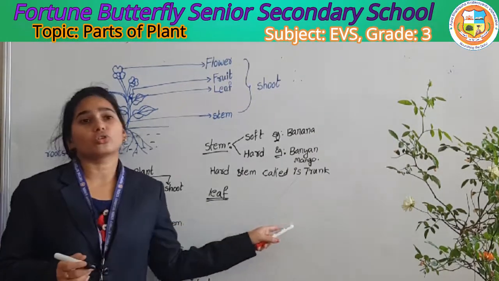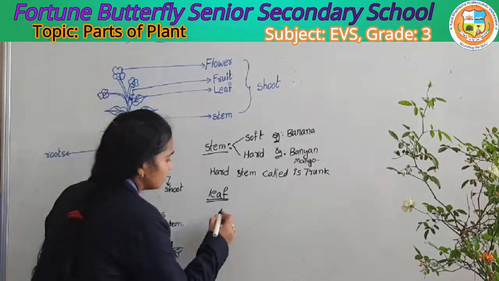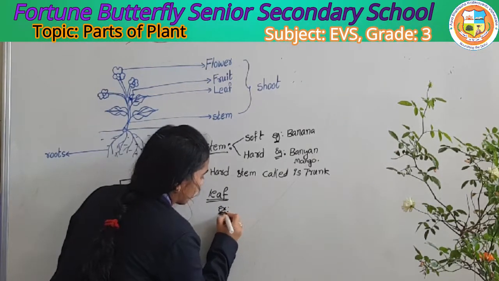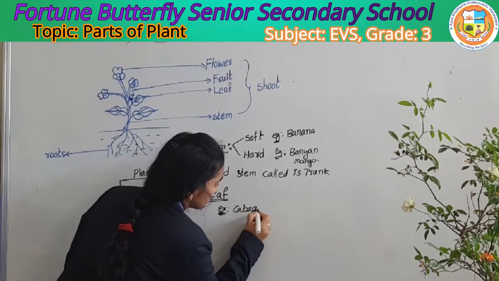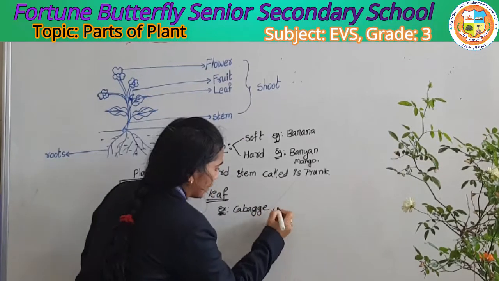Some leaves also store food. Examples: cabbage and spinach.